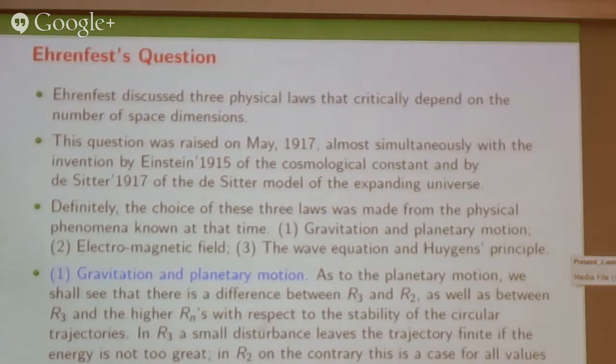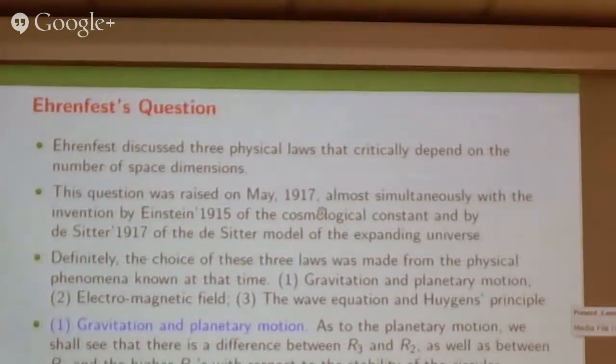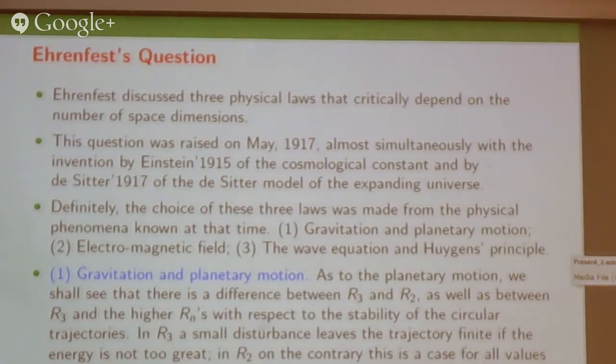And let me go back. That question was raised in 1917. And what is interesting, and you know, is that in 1915, Einstein suggested his general relativity, which is about gravitation. Then approximately the same days, De Sitter suggested his model of universe. And then let us discuss this gravitational part.